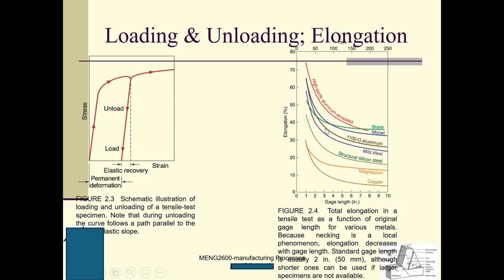So here, this picture shows the total elongation in a tensile test as a function of original gauge length for various metals: copper, magnesium, and a lot of other materials. This one is based on experiment.